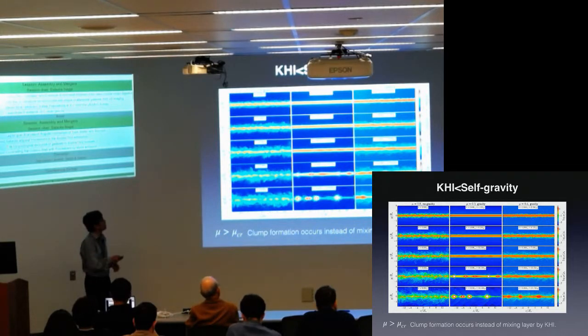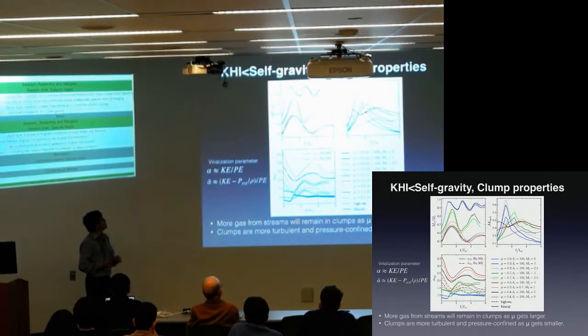Even if you go to a lower mass per unit length, still greater than the critical value, you can see this formation of blobs at the center of the streams. And you can see that the mass per unit length of 0.9 and 0.4 have different clumps. These clump properties that form after self-gravity depend on the mass per unit length.